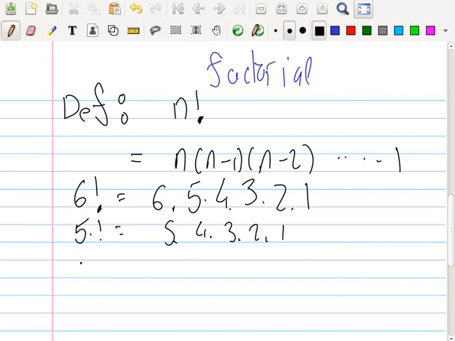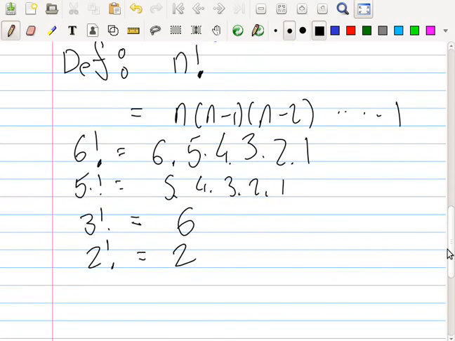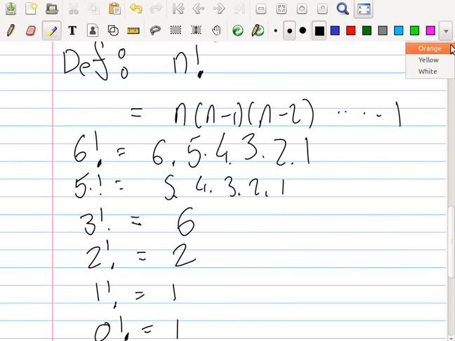And then 5 factorial would be, of course, 5 times 4 times 3 times 2 times 1, and so on. So what's 3 factorial? 3 times 2 times 1, which would be 6. 2 factorial? 2, yeah. 1 factorial? 1. And 0 factorial? It gets them every time. 1 also, okay? So 0 factorial is kind of a special case. 0 factorial is 1. So you might need to make a note of that as a special case.